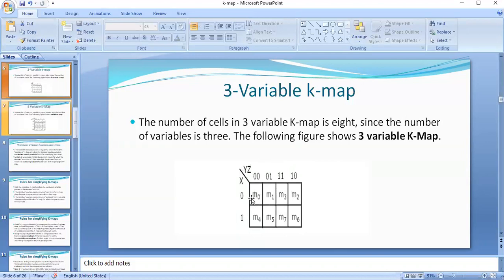In this representation, we use minterms. So small m represents a minterm. A minterm is nothing but a product term. If it were a capital M, that would be a maxterm representation.